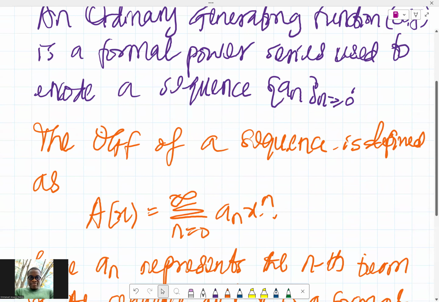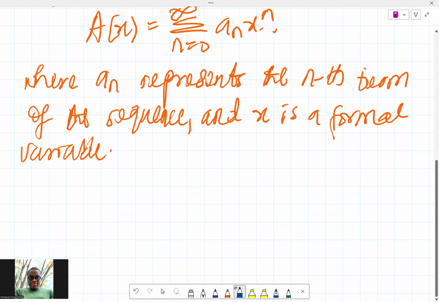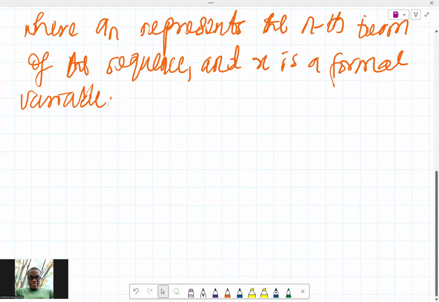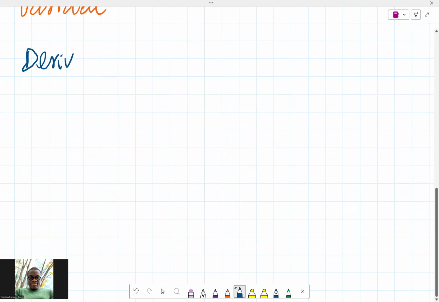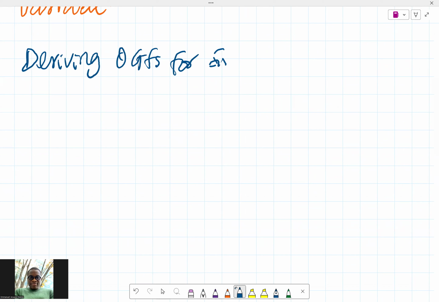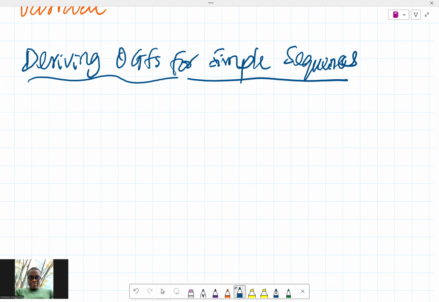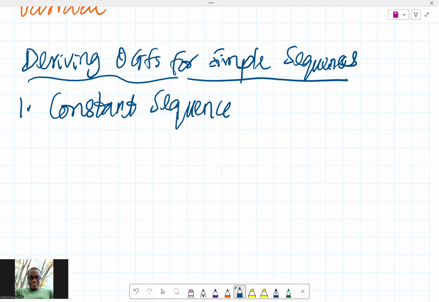Okay, now let's move on to deriving ordinary generating functions for simple sequences. How do we do that? Okay, number one, we have the constant sequence. The constant sequence is a sequence of 1 all the way. So we have the constant sequence where a_n is equal to 1.